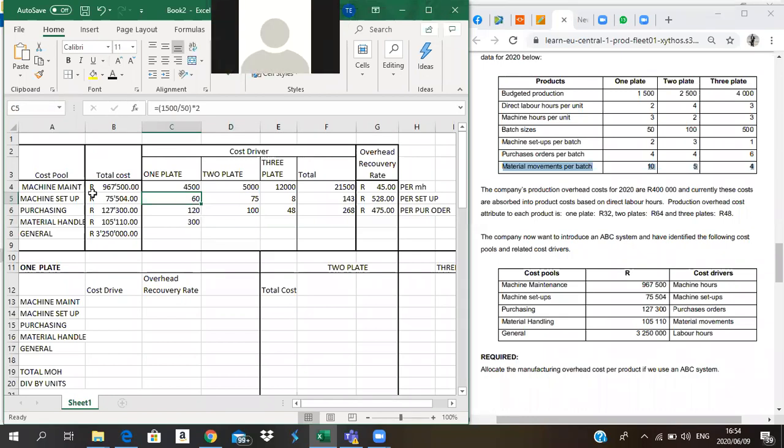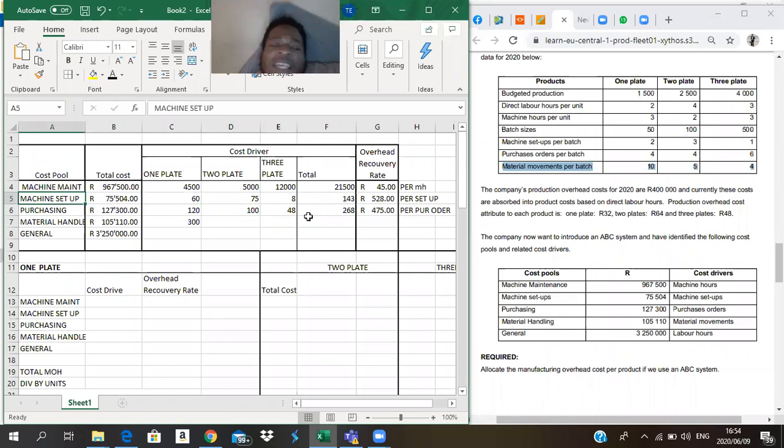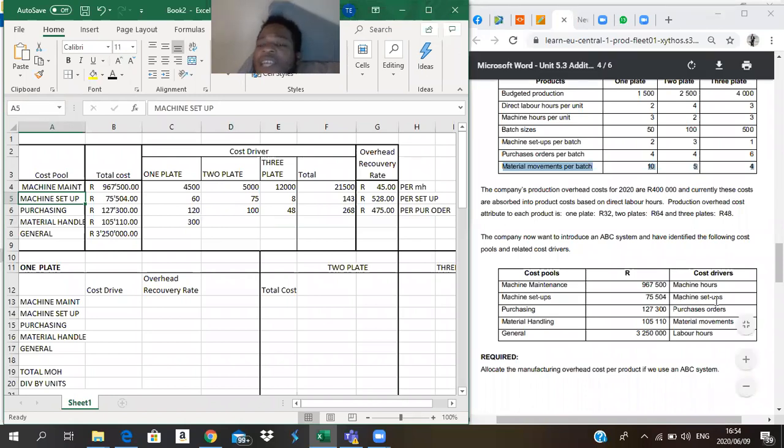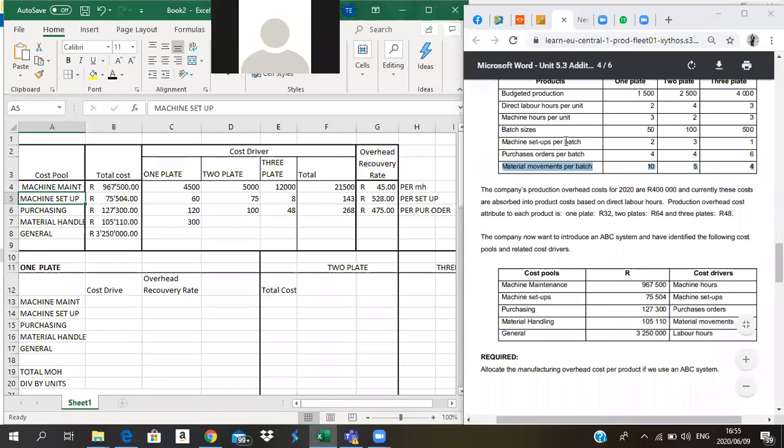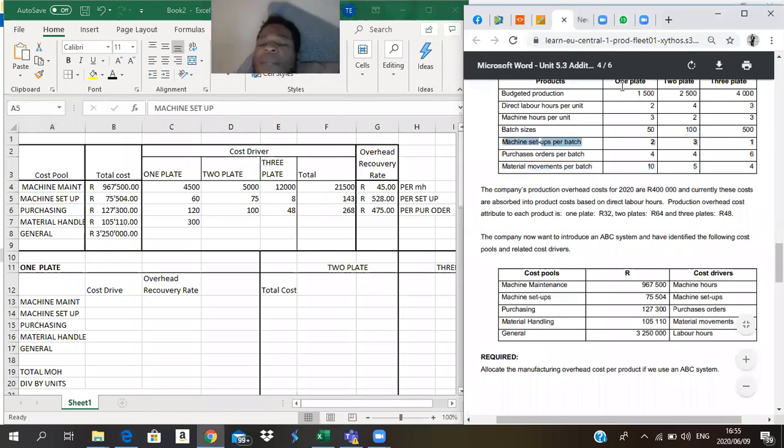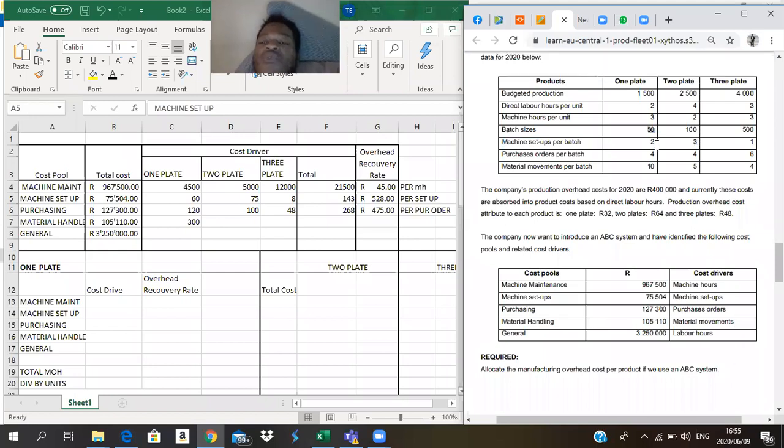Yes. This 60. So here we were dealing with machine setup, right? And then here they said about machine setups, our cost driver is machine setups, right? Then from there, I'm going to come to this information here, looking for the setups. The number of setups here, they said for one plate, we have 2 setups per batch. The machine setups per batch for one plate is 2. So you need to take these 2 and multiply by the number of batches. But you are not giving the number of batches here. You are giving the batch size. So to get the number of batches, you're going to take this 1.5, divide by this 50. You get your number of batches. Then if you take that answer, multiply by this 2, you will get this 60.